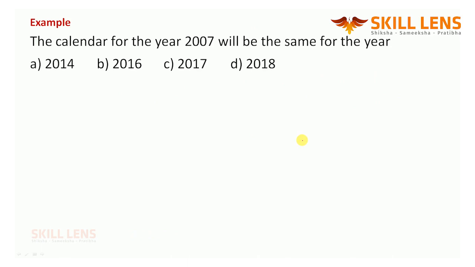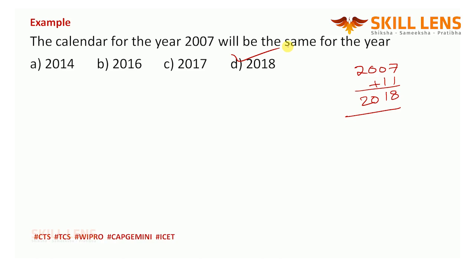The calendar of the year 2007 will be the same as the calendar of which year? I told you the shortcut. Is 2007 a leap year? No. So add 11. So 2018. Is 2018 a leap year? No. So your answer directly is 2018. That's it, guys. In 2 seconds you can get your answer if you understand the logic in this particular concept. These types of questions you will see in the concept of calendars. Hope everybody understood the concept.